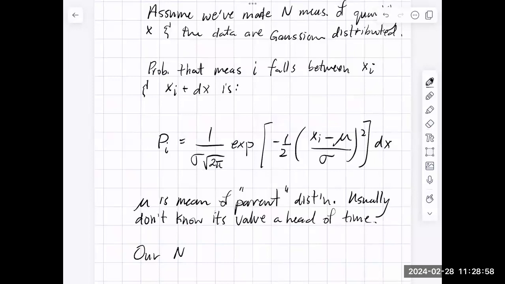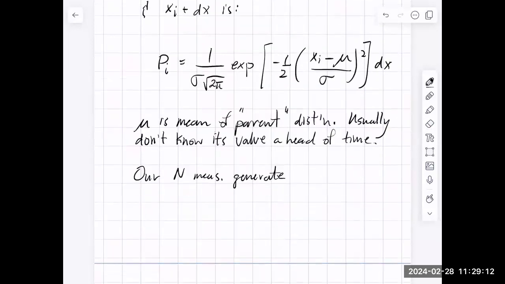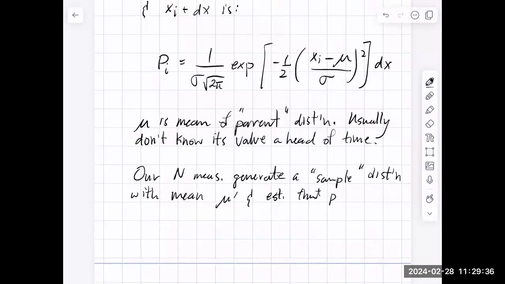So instead, our n measurements generate a sample distribution, right? We take a sample of n points from this parent distribution, and we're going to try to extract as much information as we can from that sample distribution. So we generate a sample distribution with mean, I'm going to call it mu prime.